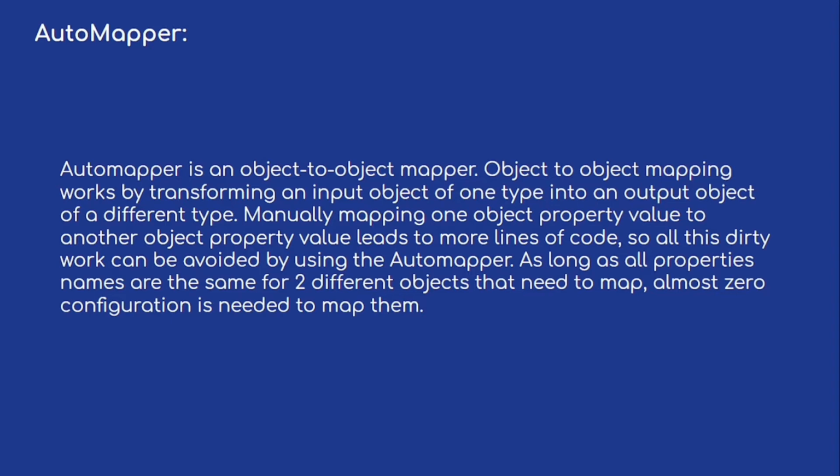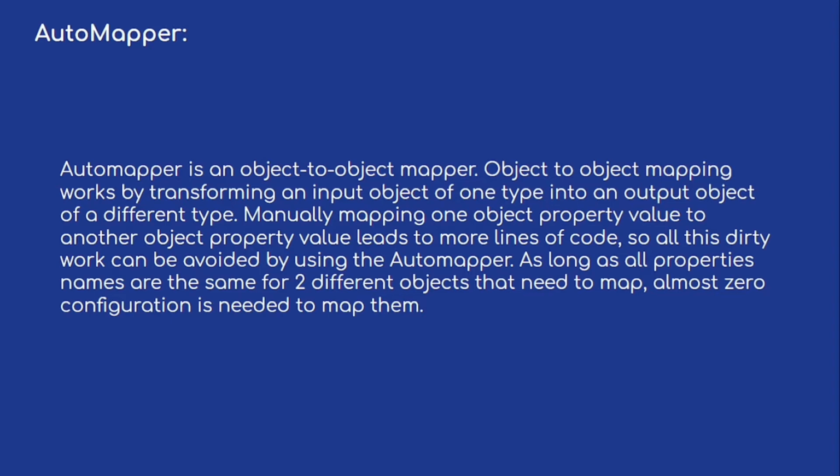Manually mapping one object's property values to another object's property values leads to more lines of code. Suppose you have 100 properties in a class and you want to map them to another object, then it leads to more lines of code, which is tedious to do. It will look like some dirty code. So all this dirty work can be avoided by using AutoMapper.